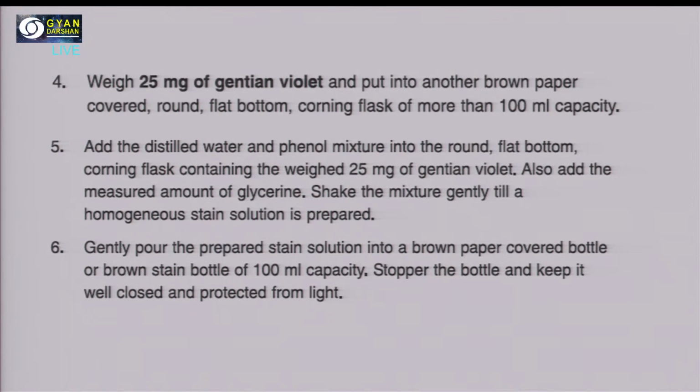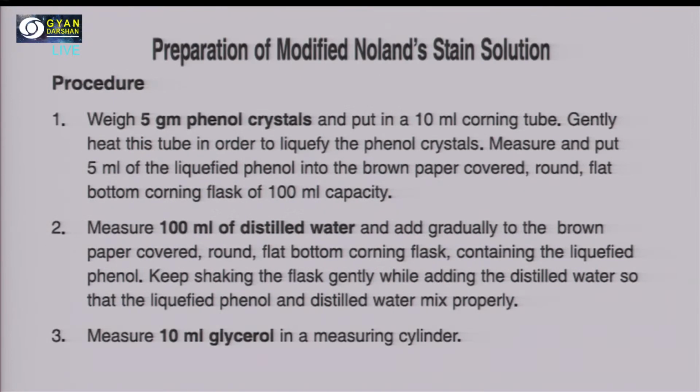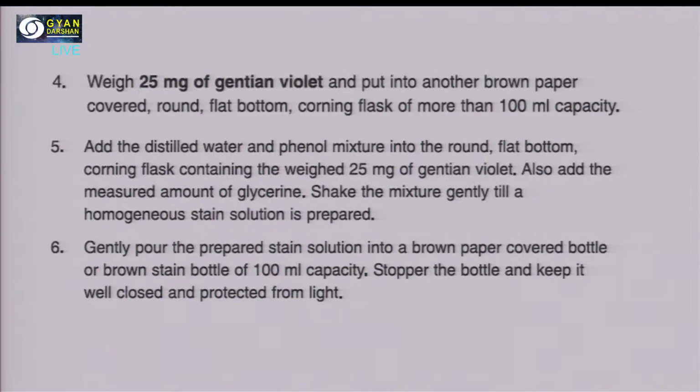mg of gentian violet. You have to weigh it, and then the phenol crystals which you have already solubilized, or which you have already prepared by heating it, you add to this 25 mg of gentian violet. Also you add the requisite amount of glycerol that you have already measured.